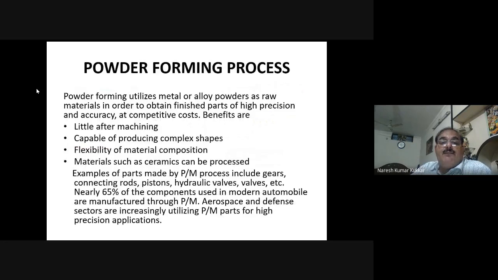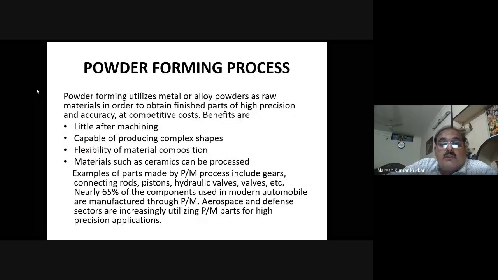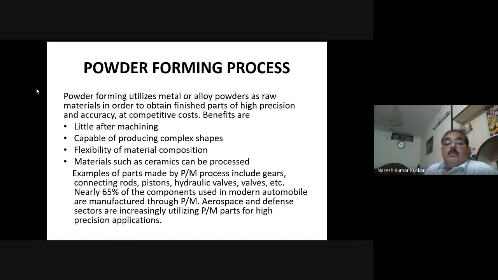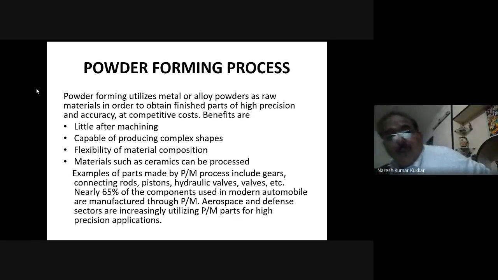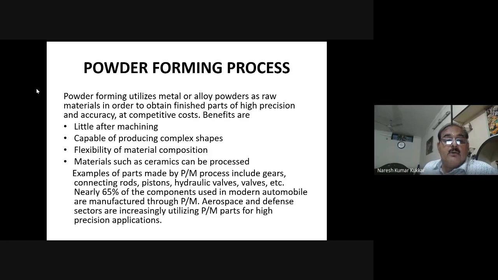Then comes the powder forming process. Powder forming utilizes metal or alloy powders as a raw material in order to obtain finished parts of high precision and accuracy at a competitive cost. The benefits are little after-machining, because in powder forming, since the things are made from powder, quality is going to be good. Benefits are little cost after machining, capable of producing complex shapes. You can create flexibility of material composition. Materials such as ceramics can be produced.